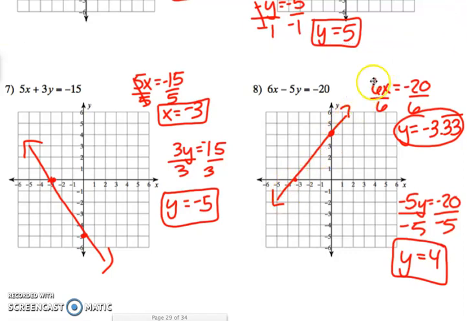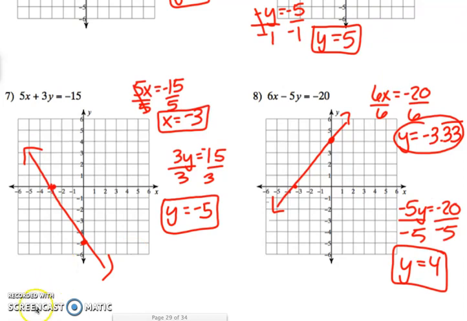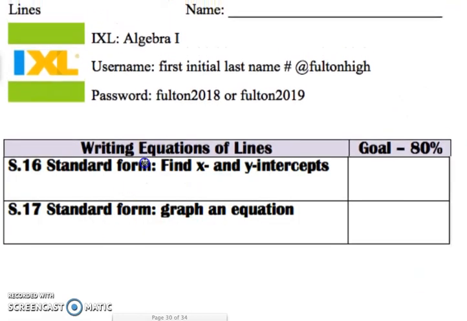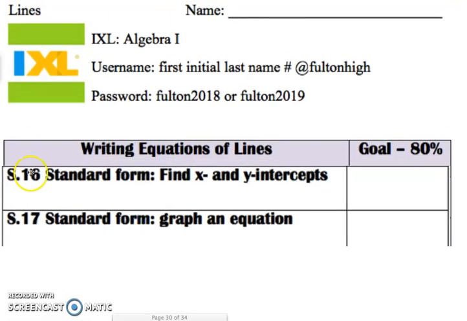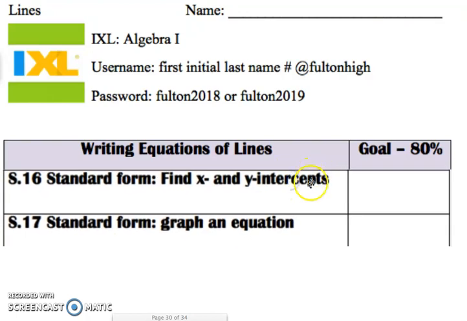Okay, so those are how you graph lines in standard form. You do need to find the x and the y-intercept first. So now, you get to practice on your lovely little IXL. So S16 is just finding x and y intercepts, and then S17 is when you get into graphing them. Alright, so go ahead and get started on that.